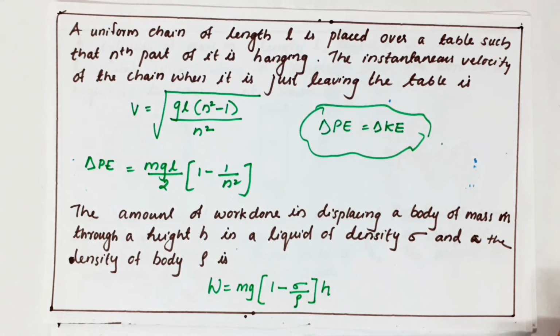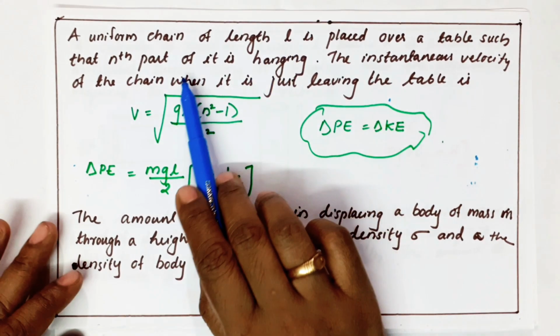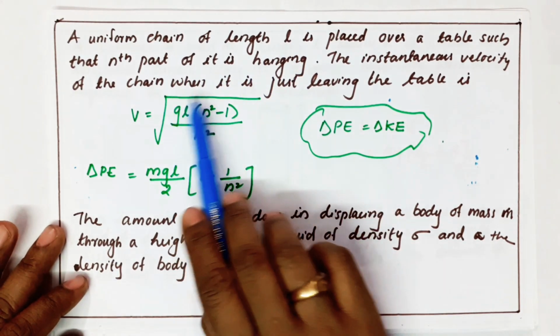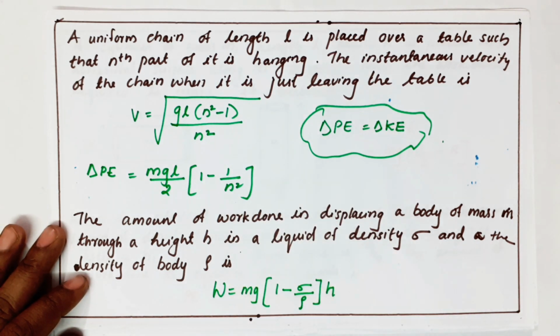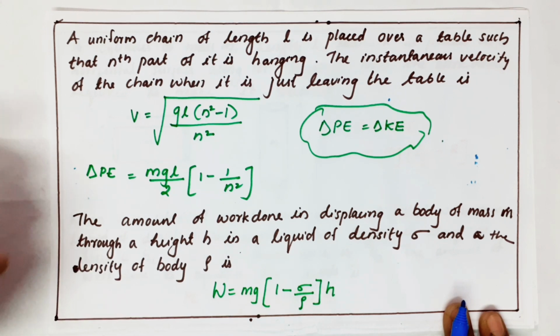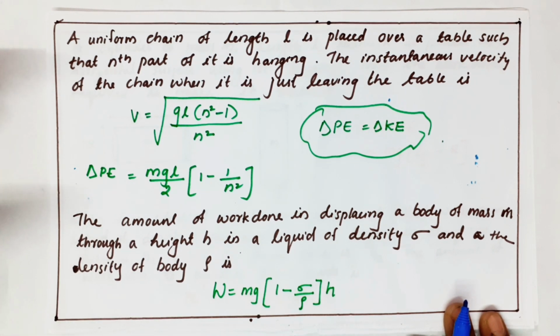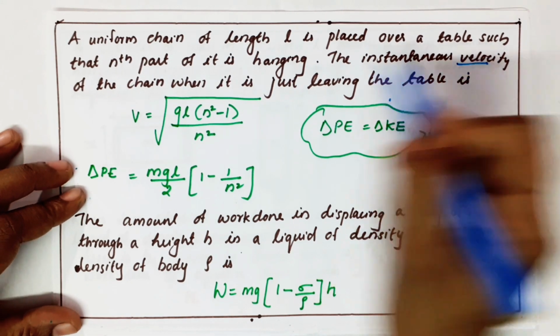Now, sometimes they will ask this same question like this: A uniform chain of length L is placed over a table such that the nth part is hanging. Find the instantaneous velocity when it leaves the table. Just now what I got, that is your potential energy. So we need to find out what the velocity is when it comes down.